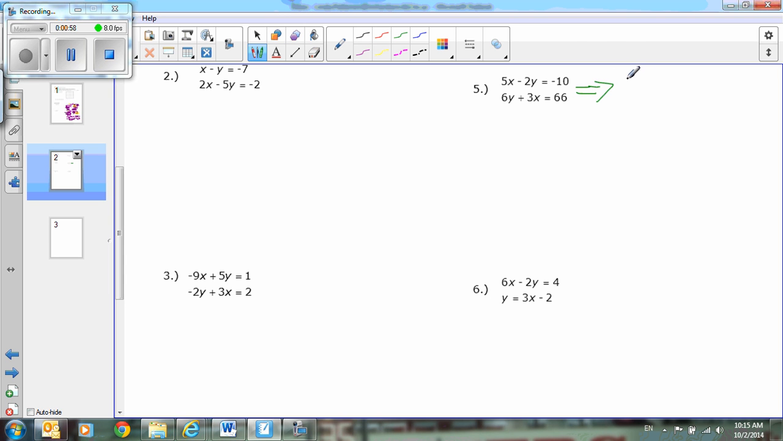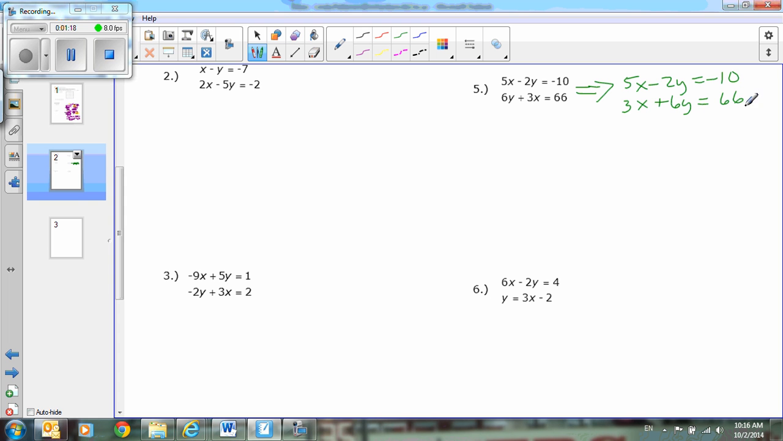So the first equation, I'm not doing a thing to it, just rewriting it. 5x minus 2y is equal to negative 10. And then the second equation, I'm just going to turn these terms around. Put the x term first, so that would be 3x plus 6y is equal to 66.